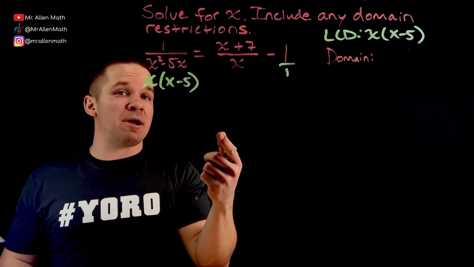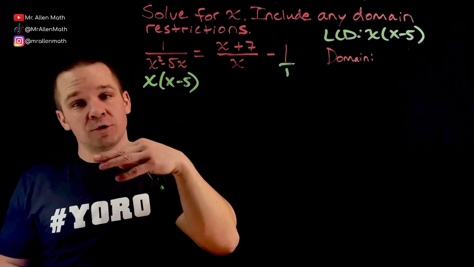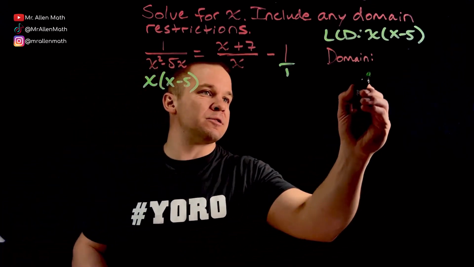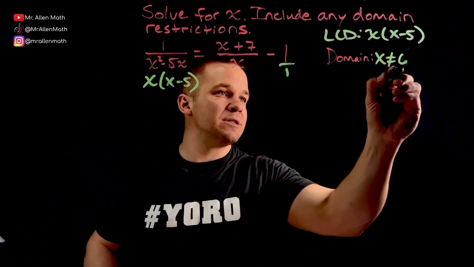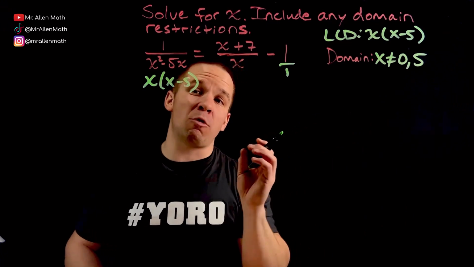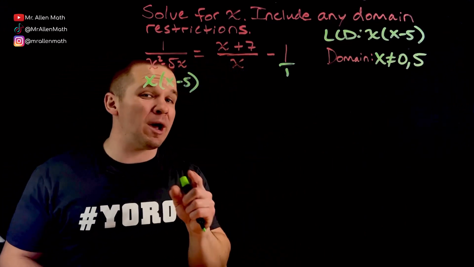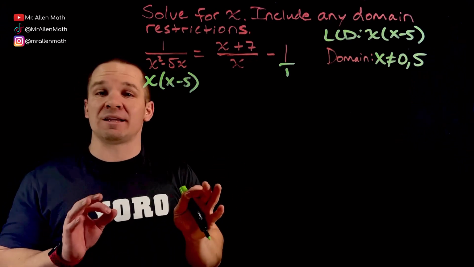So what will make my denominator 0? Well, if x is 0, the whole thing's 0. And if x is 5, I also get 0. So x cannot equal 0 or 5 because it will make that denominator 0. Any one of the denominators cannot be 0 at any given time. All right, so we got that out of the way.